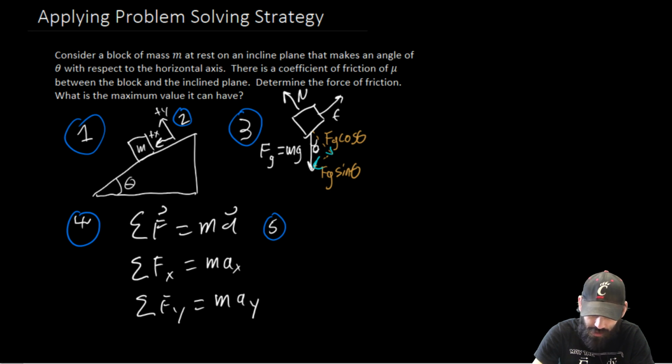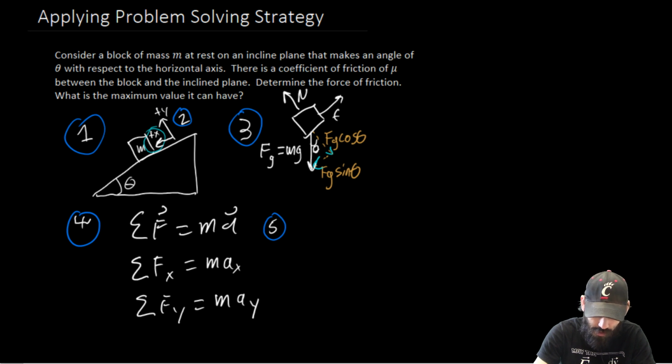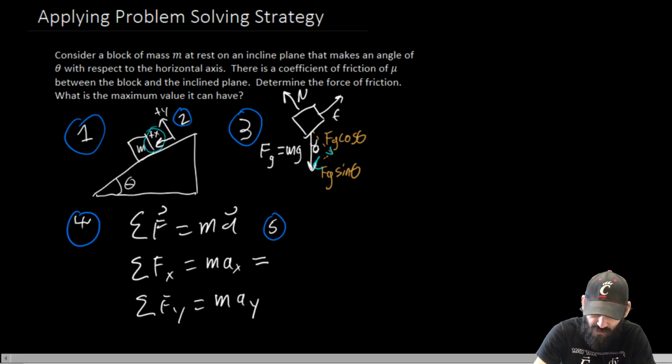And so when we're looking at our sum of forces in the x direction, remembering that we chose down the inclined plane to be the positive direction, this says that our sum of forces in the x direction is going to be equal to Fg, which in this case is just mg, times sine of theta, minus the force of friction, because the force of friction is going to be pointing in the direction that we defined to be negative. And this is our sum of forces in the x direction.